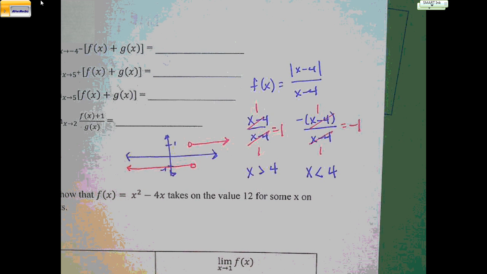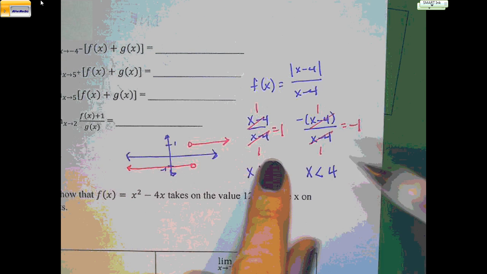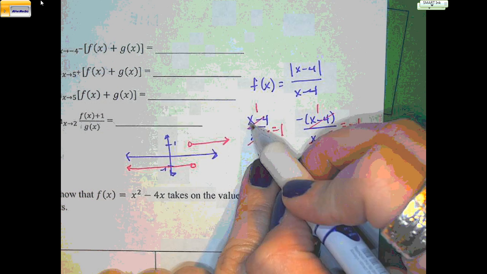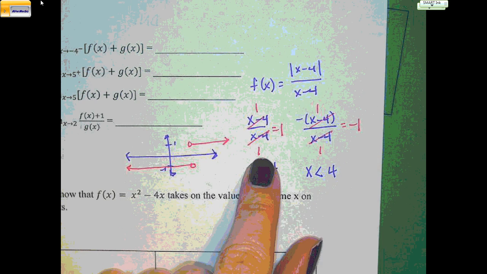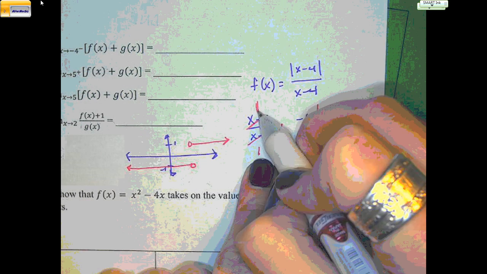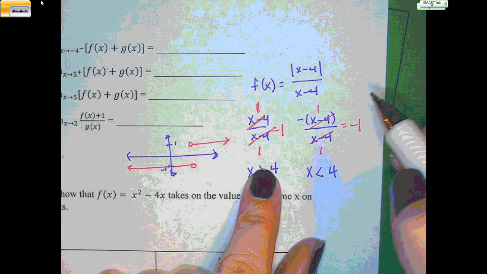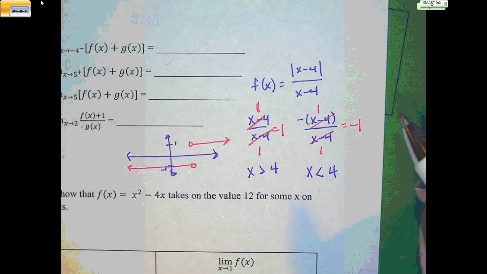I'm sorry. What did you do in the red? I canceled. I said x minus 4 divided by x minus 4 is 1. Divide and you get a 1. Does that make sense? Yeah. Okay. Anybody else?